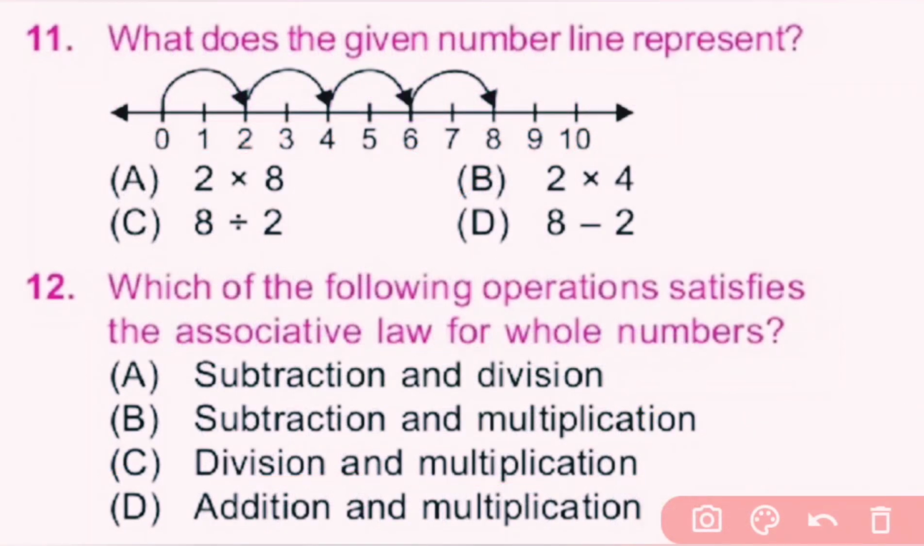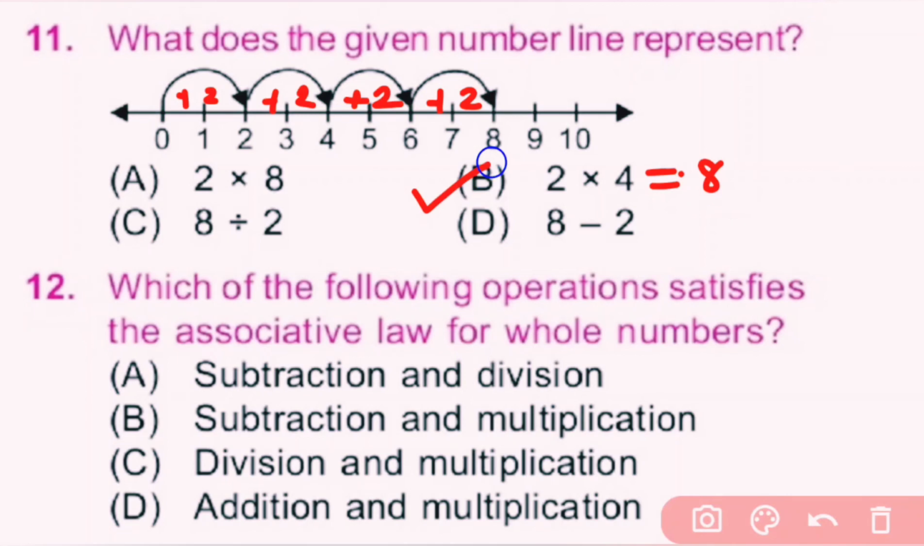Question number 11. What does the given number line represent? Here 0 plus 2 gives 2, 2 plus 2 is 4, 4 plus 2 is 6, 6 plus 2 is 8, means 2 into 4 is equal to 8. So B answer is correct.